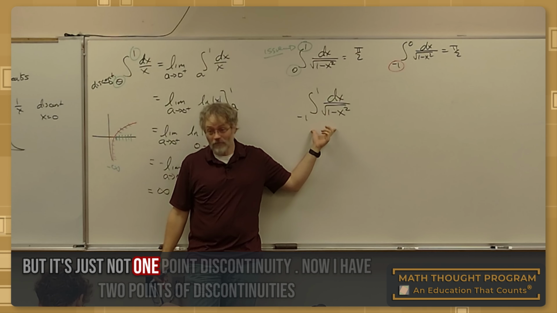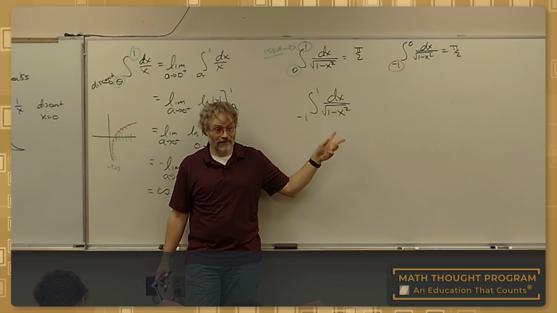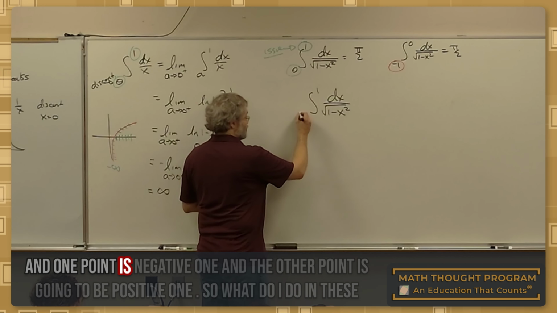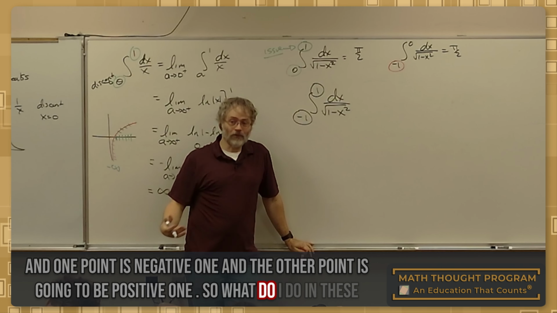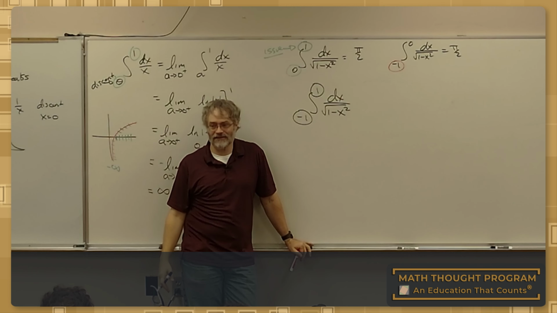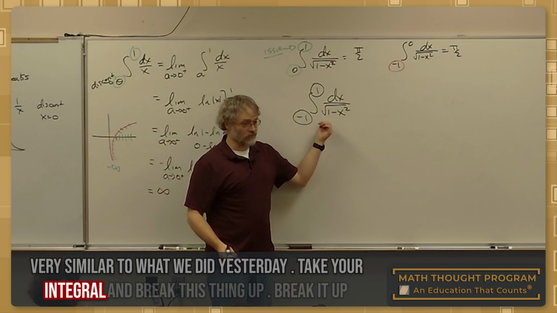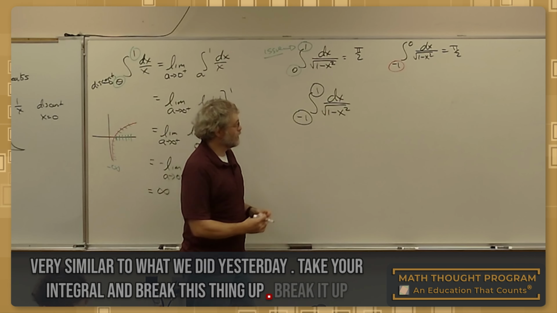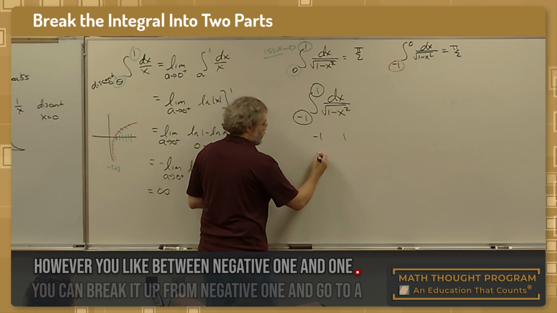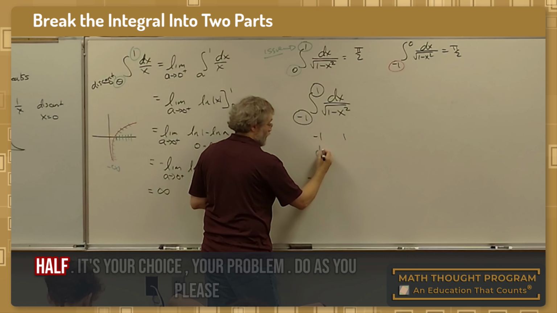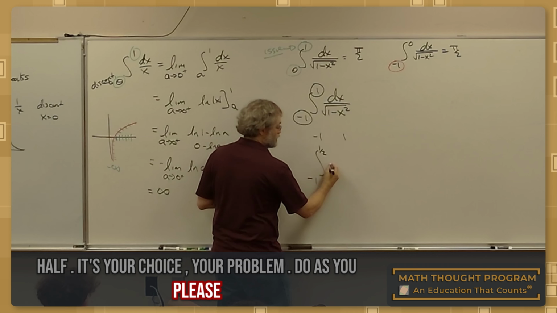But it's just not one point discontinuity. Now I have 2 points of discontinuities. One point is -1, and the other point is going to be +1. So what do I do in these situations? Very similar to what we did yesterday. Take your integral and break this thing up. Break it up however you like between -1 and 1. You can break it up from -1, you can go to 1/2. It's your choice, your problem, do as you please.